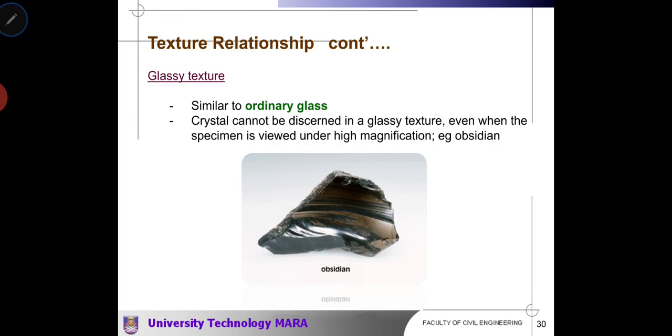Next, we have obsidian. This one is obsidian. The texture is glassy type. The individual grain is almost impossible for us to see. So the cooling process must be very rapid. Whether you are using a magnifying glass or a microscope, it's almost impossible for us to see the individual grain.